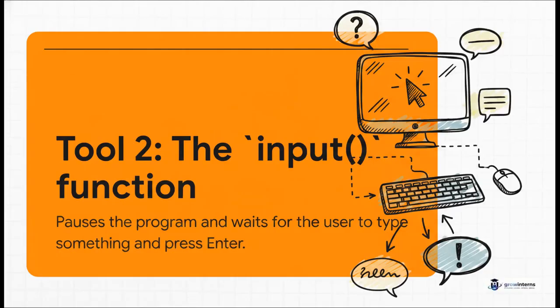Okay, so our program is running forever. But how do we talk to it? That's where tool number 2 comes in, the input function. This little command is like hitting the pause button on our script. It just sits there, patiently waiting for you, the user, to type something and press enter. It's how we get our side of the conversation into the program.